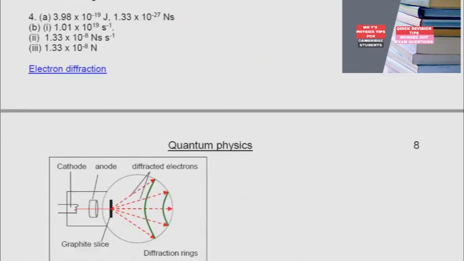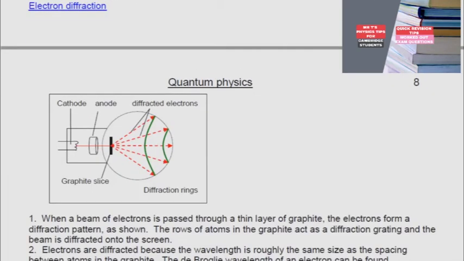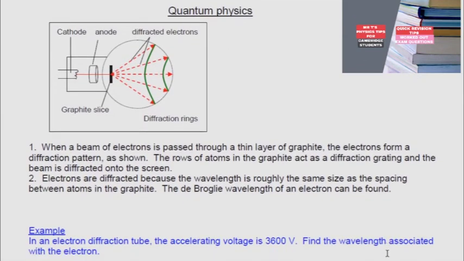Right, electron diffraction. deBroglie managed to show that all particles, remember all matter, can also behave like waves, in the same manner that waves can also behave like particles. So they performed this experiment on electron diffraction. J.J. Thomson managed to perform this experiment. When a beam of electrons is passed through a thin layer of graphite, the electrons form a diffraction pattern as shown. The rows of atoms in the graphite act as a diffraction grating, and the beam is diffracted onto the screen. Electrons are diffracted because the wavelength is roughly the same size as the spacing between the atoms in the graphite. The deBroglie wavelength of an electron can be found.